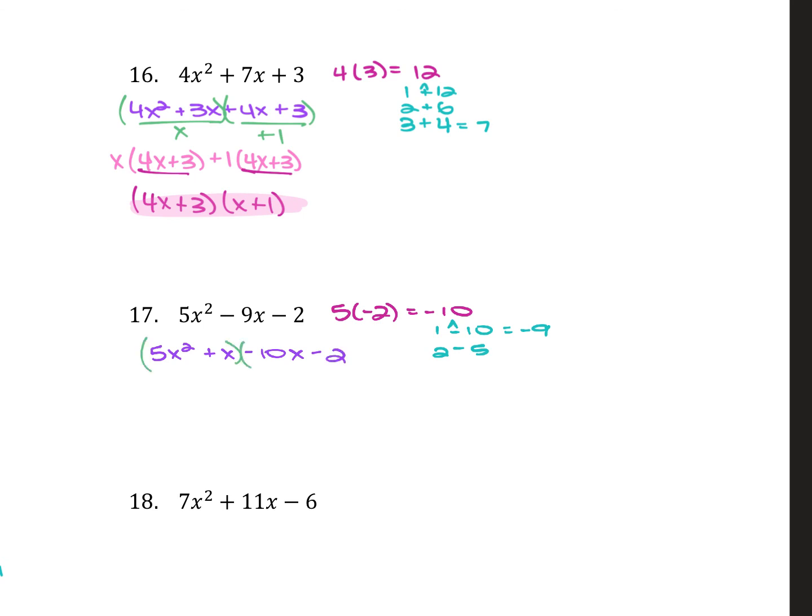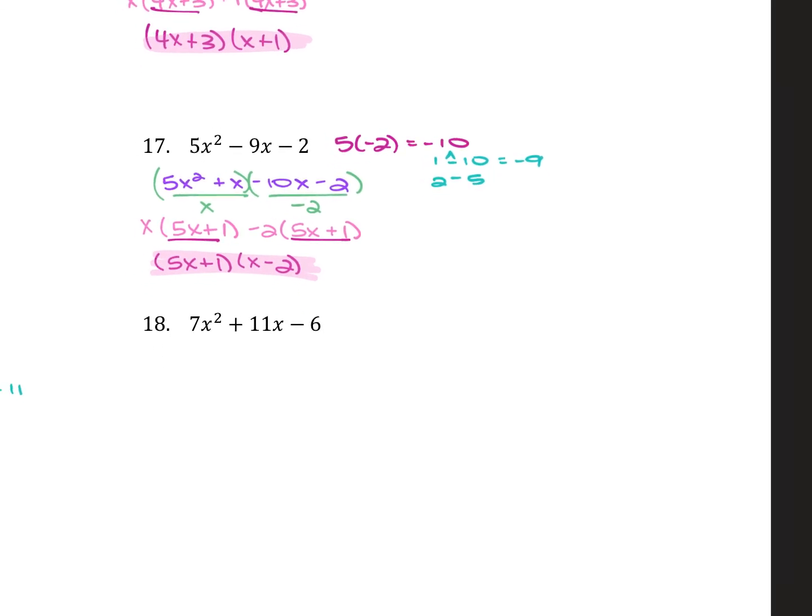We factor by grouping. Factor out an x from the first. Factor out a negative 2 from the second. This then leaves you with x times 5x plus 1 minus 2 times 5x plus 1. 2 sets of parentheses are identical. So that's 5x plus 1 times x minus 2.